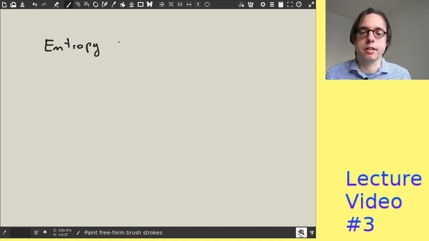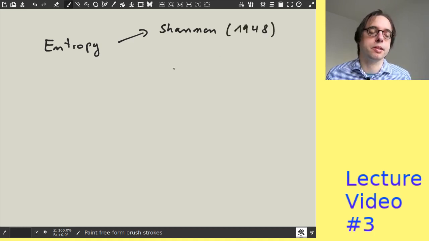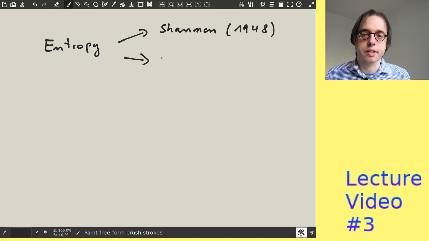On the one hand, we have Shannon entropy, and this Shannon entropy was invented by Claude Shannon and published in 1948, but all of this entropy work was actually invented during World War II, and then it was classified because it was used for cryptography. And then we have relative entropy.